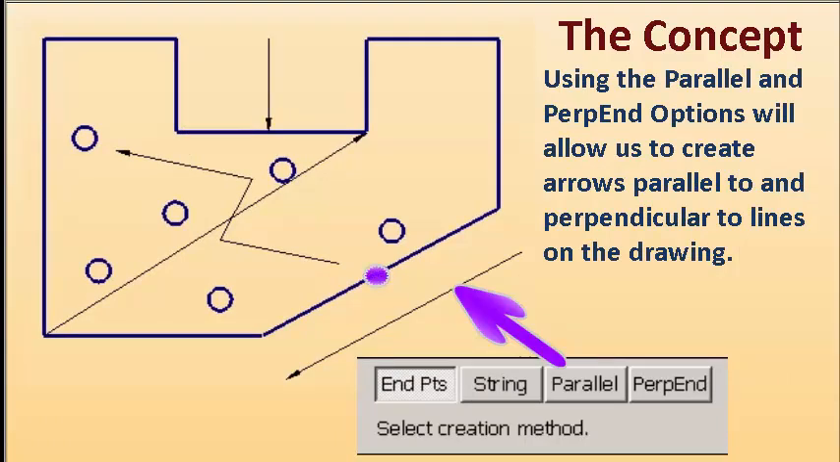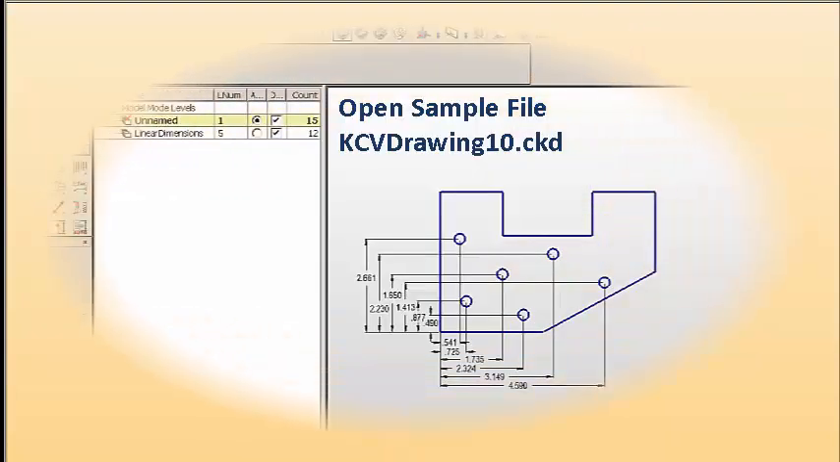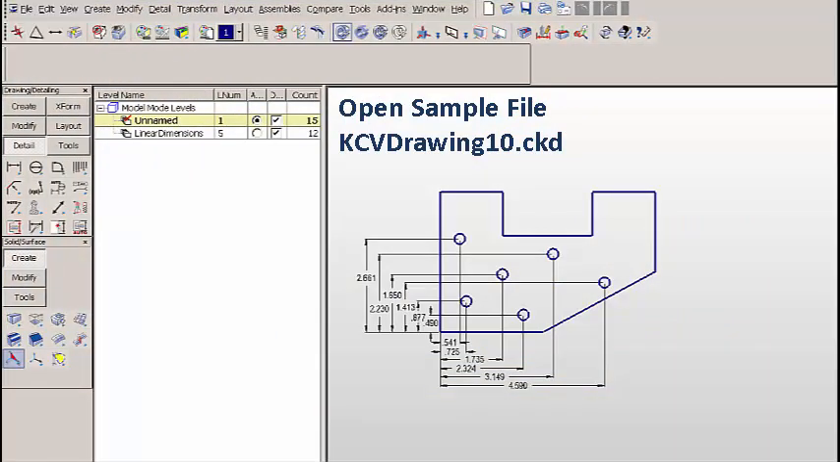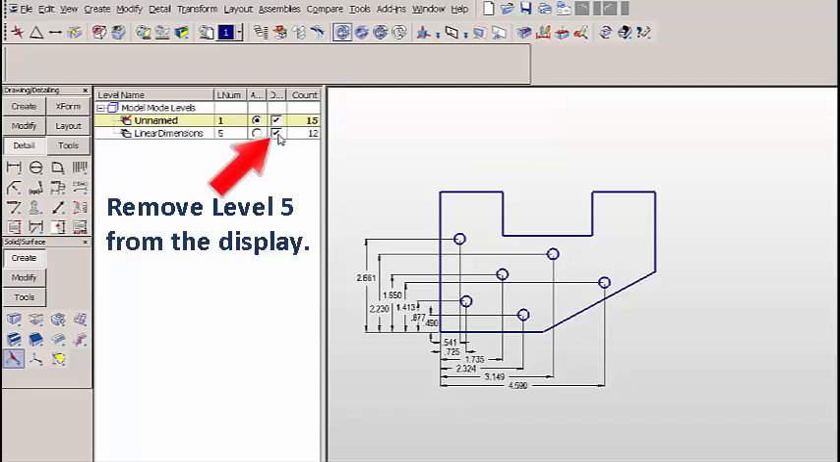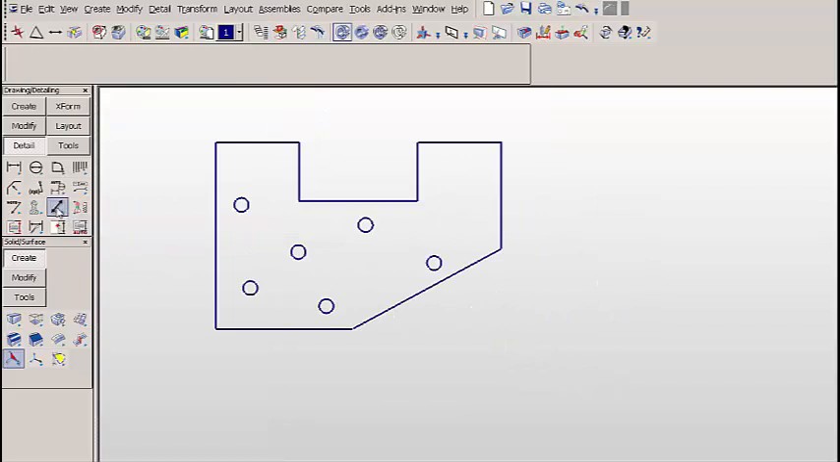Using the parallel and perpendicular options will allow us to create arrows parallel to and perpendicular to lines on the drawing. So let's work with an actual file. We'll open up sample file KCV drawing 10.ckd. Let's remove level 5 from the display.